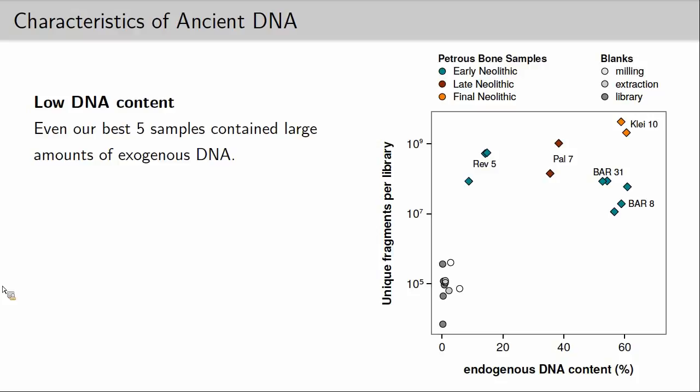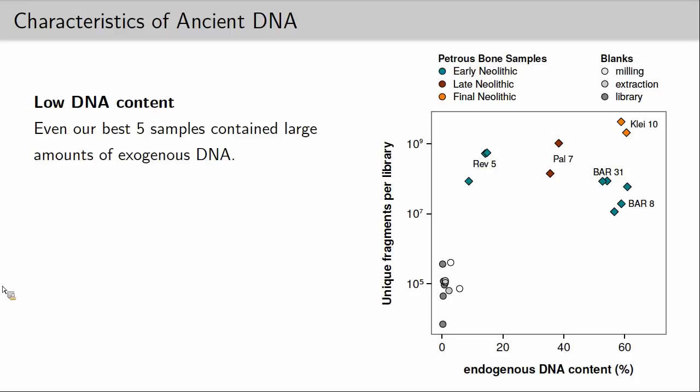And what you see on the x-axis is the amount of endogenous DNA. That's the amount of DNA you retrieve that is actually human, most likely of the person that we want to analyze. All the other DNA comes from soil bacteria and all other things you sequence, but it's actually not human, okay? So in the case of, for instance, this Rev5 sample, more than 80% of what you sequence is not human. So that means if that was the only problem, just to get the same amount of sequencing depth as for a modern person, you would just have to sequence 5 times more, right?